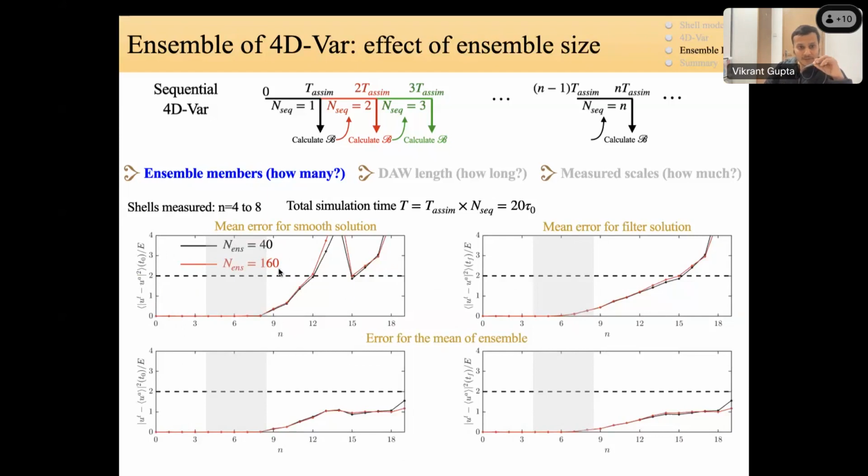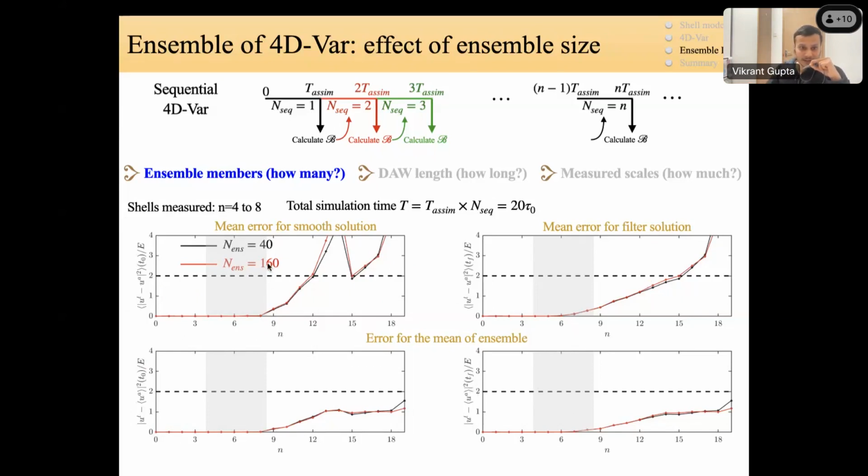So the left plot is the smooth solution, at the beginning of the assimilation windows. The right hand plot is the filtered solution, which means at the end of the assimilation window. The top plots are calculated where the error is calculated and then the ensemble averaging is done. At the bottom, the ensemble averaging is done first and then the errors are calculated.